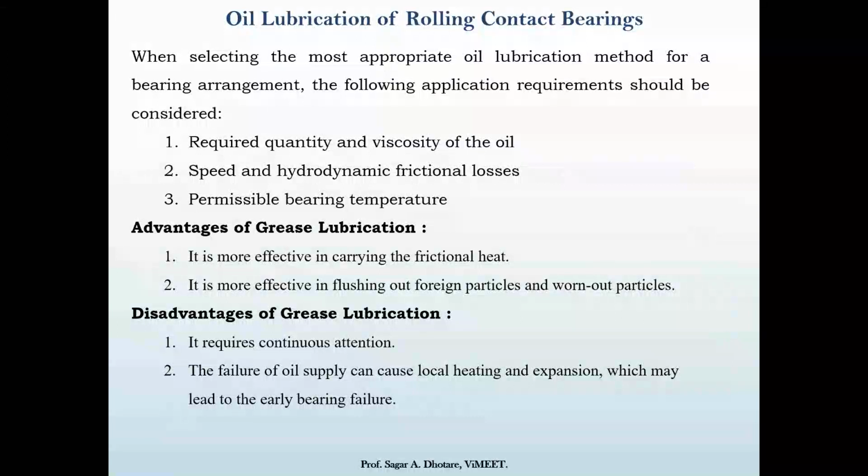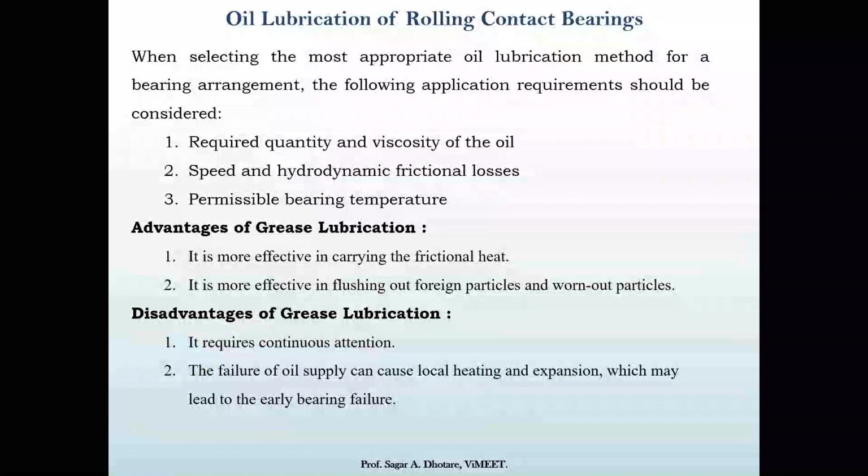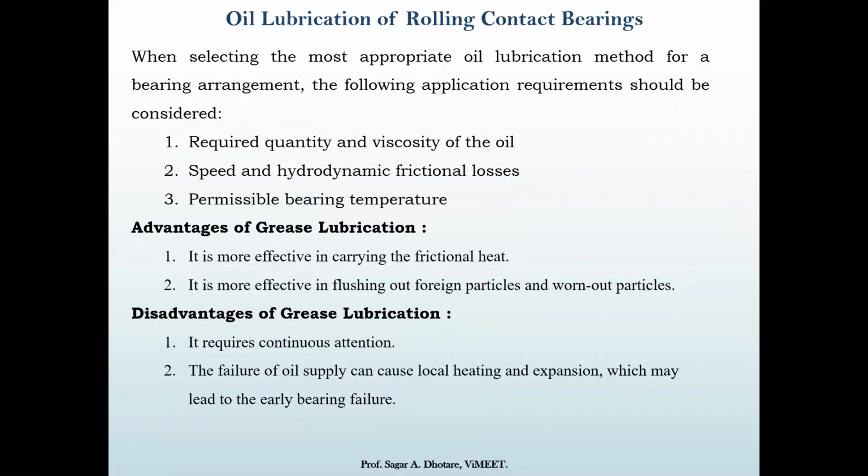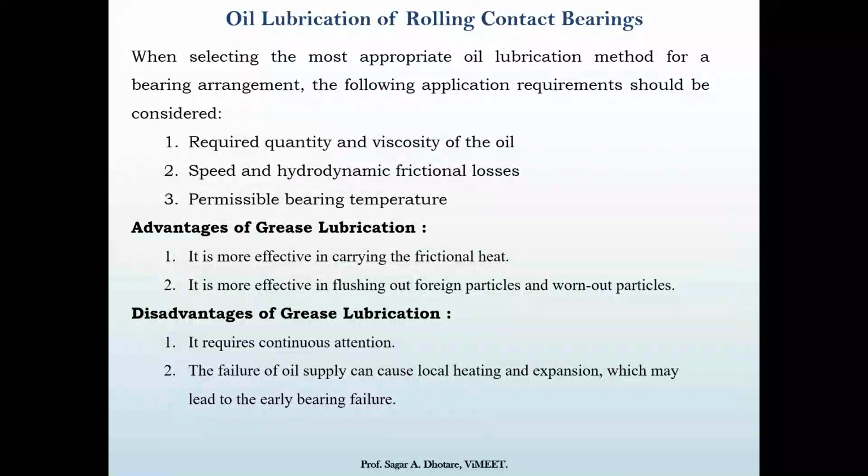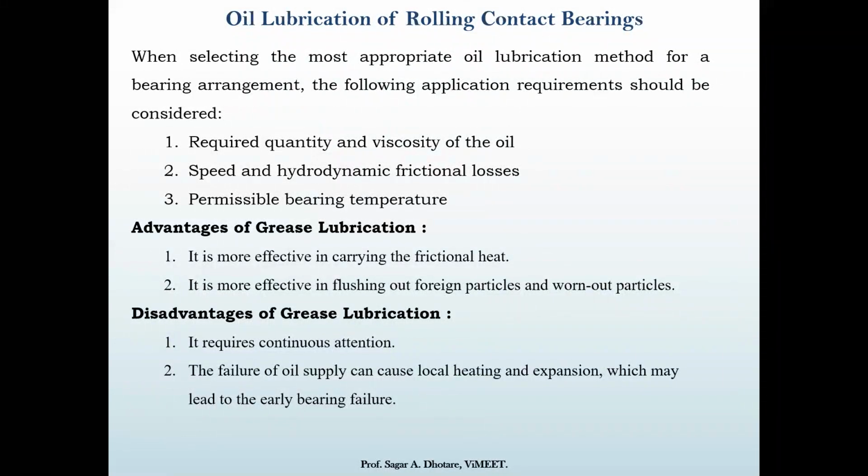Next one, that is oil lubrication. When selecting the most appropriate oil lubrication method for a bearing arrangement, the following application requirements should be considered. First, the quantity and viscosity of the oil. Second, speed and hydrodynamic frictional losses. And third, the permissible bearing temperature. These are the basic properties we have to consider while selecting any grade of oil.